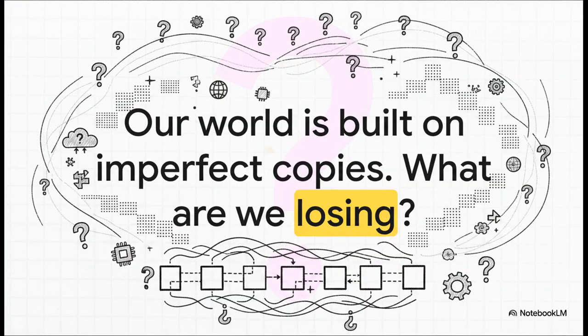And that really leaves us with a final thought to chew on. We've built our entire information age on this process of making tiny, imperfect copies of the world around us. And it's incredibly powerful, but it's worth asking. In this constant translation from the smooth ramp of reality to the discrete staircase of data, what subtle details, what infinite nuances might we be losing along the way?